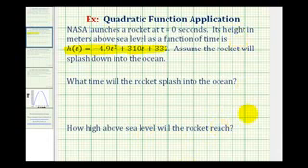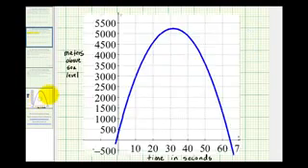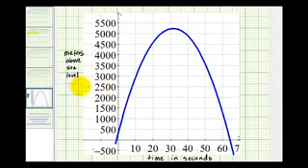Now we just solved this problem using a graphing calculator, but now we're going to solve it using what we know about quadratic functions and quadratic equations. So before we solve this, I think it's going to be helpful to understand what's happening if we graph this function. So I've already graphed this using some graphing software. Our x-axis represents time in seconds, and our y-axis represents the meters above sea level.